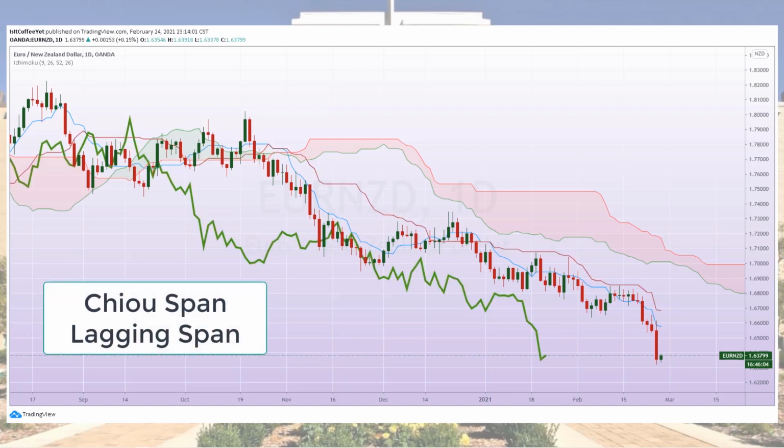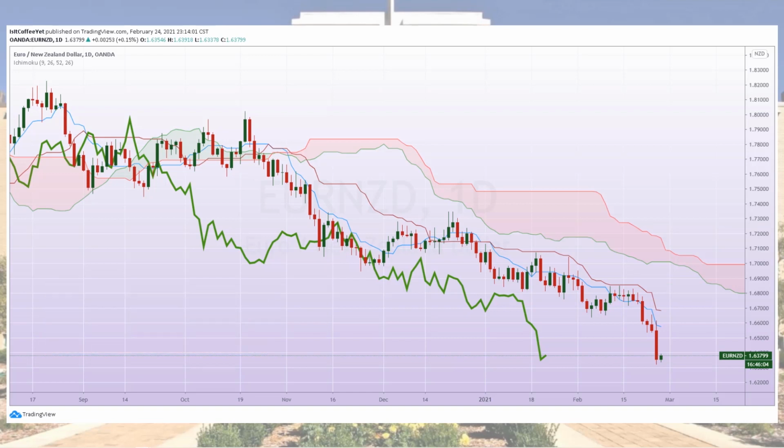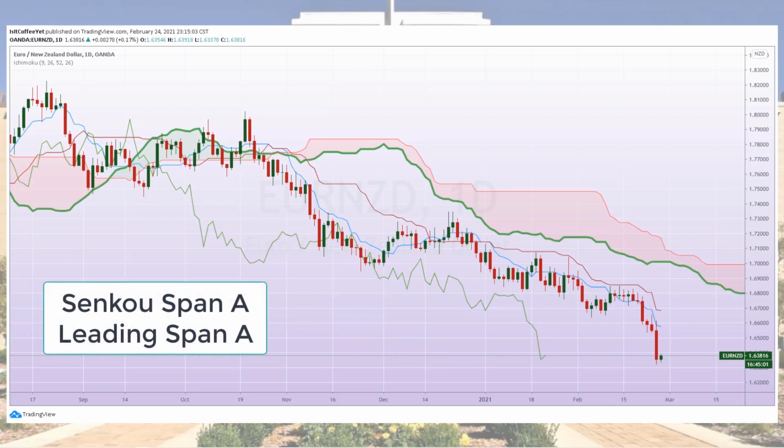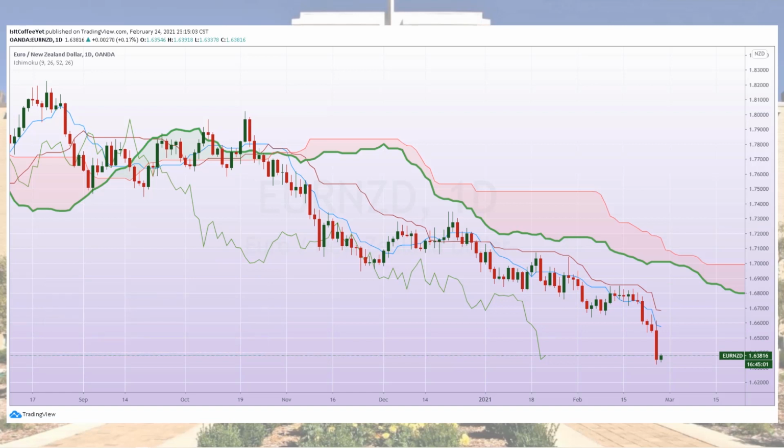The Chikou span, also called the lagging span, lags behind the price, as the name suggests. The lagging span is plotted 26 periods back. The Senkou span A, also called the leading span A, represents one of the 2 cloud boundaries, and it's the midpoint between the conversion line and the baseline. Here's the formula. This value is plotted 26 periods into the future, and it's the faster cloud boundary.